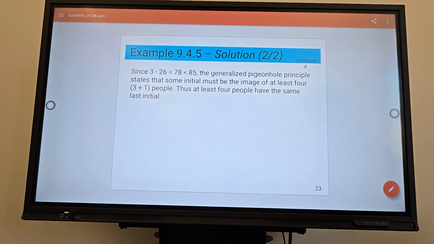Since 3 times 26 is 78, which is the largest multiple of 26 less than 85, the generalized pigeonhole principle states that some initial must be the image of at least 4 people, k being 3, plus 1 is 4. Thus, at least 4 people have the same last initial.